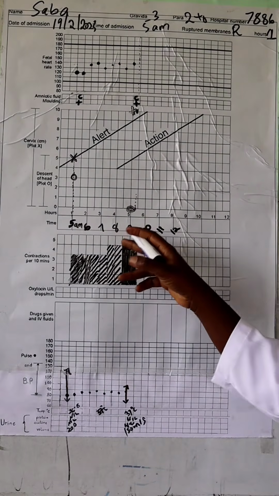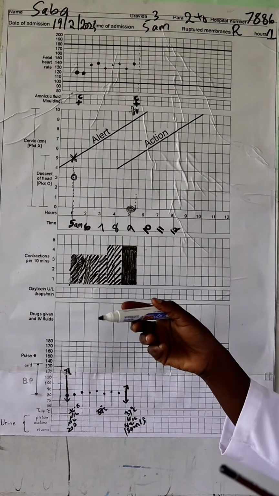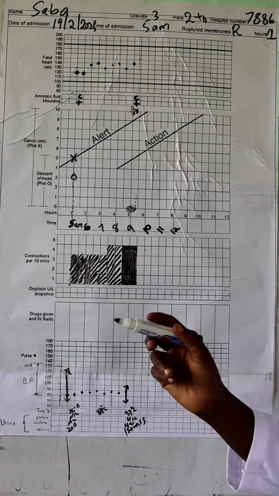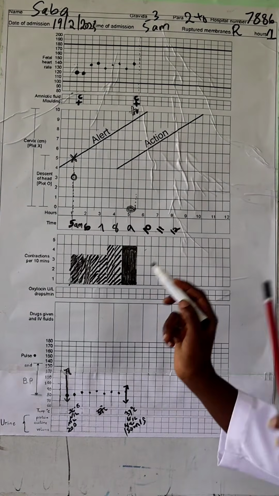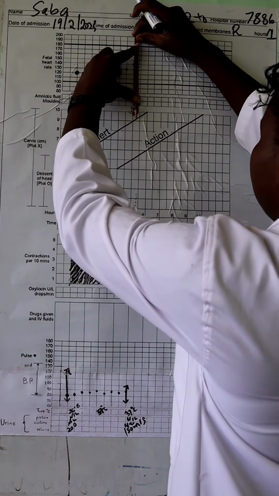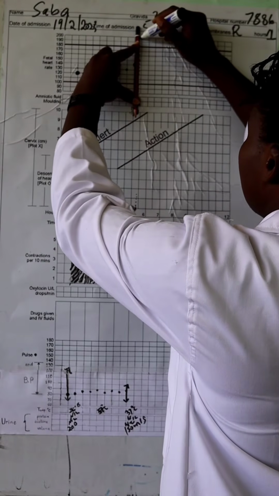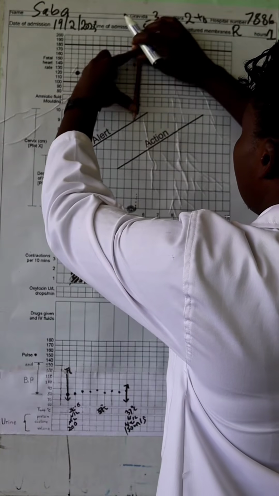Our scenario, she was fully dilated at 9 a.m., but she delivered at 9:20 a.m. So where do we draw that line? The line will be drawn at the point where that woman delivered. So this is what we are going to do. Follow with me closely. So we are going to draw our imaginary line, and this is part of what we do when we are completing our partogram.